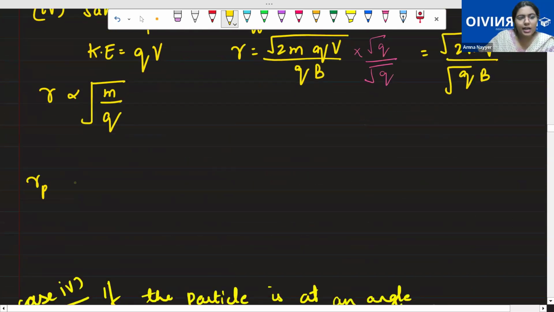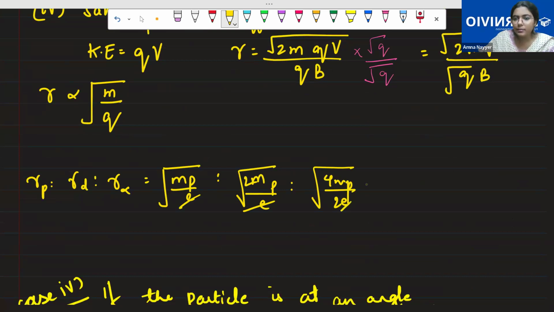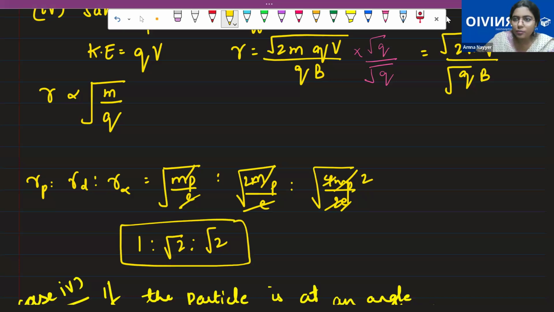Now let's take the ratio. Rp is to Rd is to R alpha will be root of mass of proton by E is to root of 2 mass of proton by E is to root of 4 mass of proton by 2E. See, root E will be cancelled, root MP will be cancelled. This will be 1 is root 2 is 2, which is again root 2. Clear?